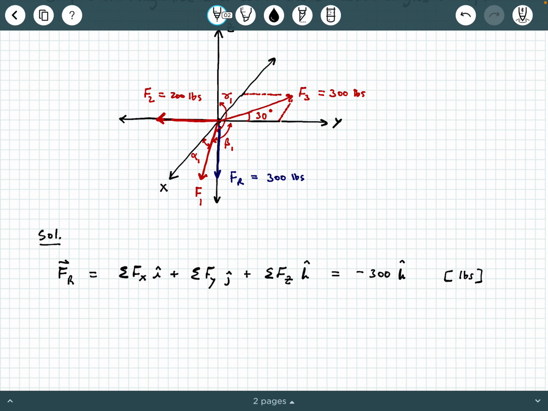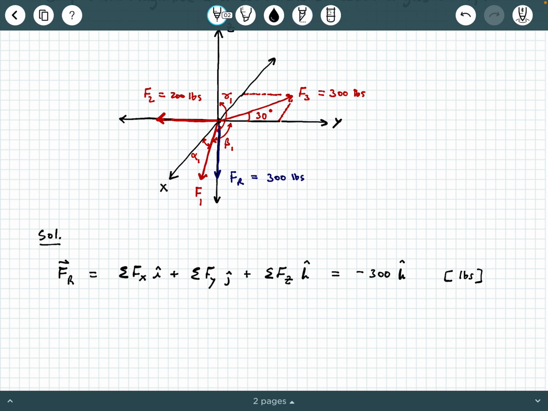How do I know that? Where am I getting this negative 300 k from? Well, again, from our given figure, the resultant force here in blue is pointing in the negative z direction, and it has a magnitude of 300 pounds. That's where the negative 300 is coming from. So what I have to do now is determine each of these sums, right? And so we're going to do that one at a time.